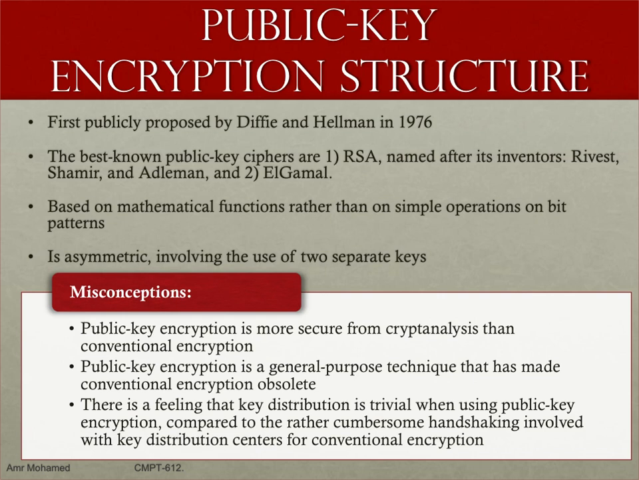Some misconceptions are widely available, but they are not true. For example, that public key encryption is more secure compared to symmetric encryption. That's not true. In fact, for the same size of key, symmetric encryption is even stronger or more secure. And that's why public key is used in many ways nowadays, not for general purpose encryption and decryption. It's used for key distribution. We'll talk about this. Even RSA is used for key distribution.